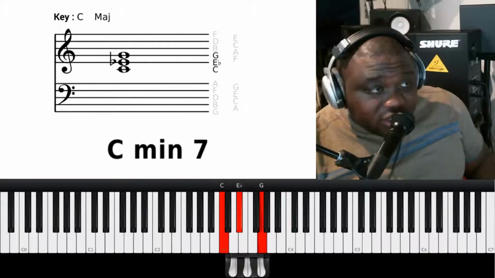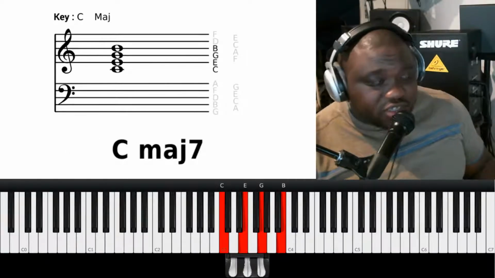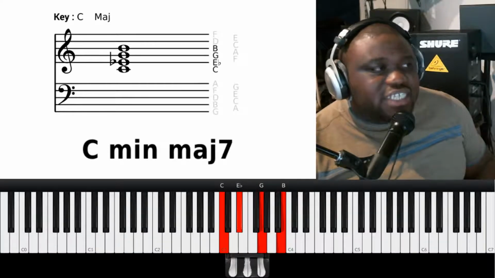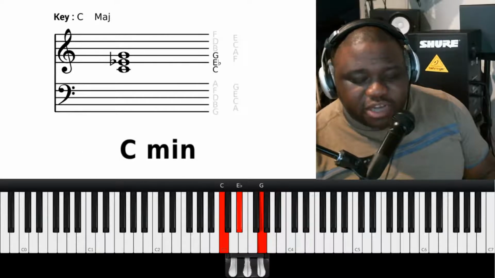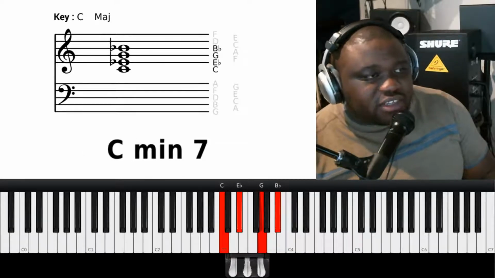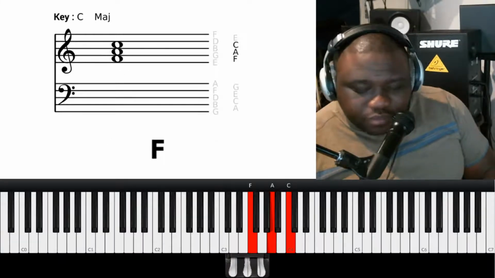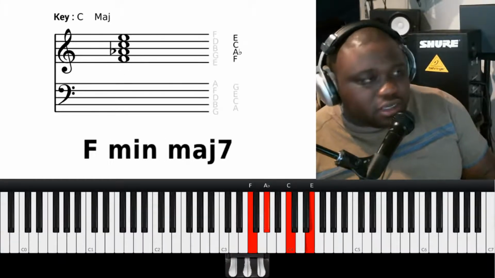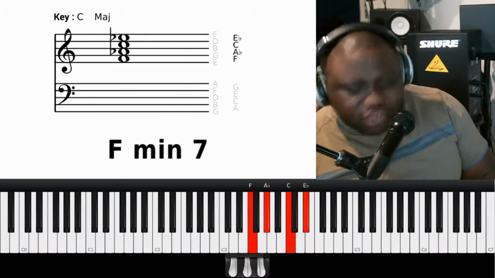However, this concept still stays the same. Nothing changes. So major, minor. You guys see that? C minor, major 7th. You guys get the point? Same thing, C minor, dominant 7th, or C minor 7th, or C minor dominant 7th. You guys get it? F minor, major 7th, F minor dominant 7th, or F minor 7th. You guys get the point?